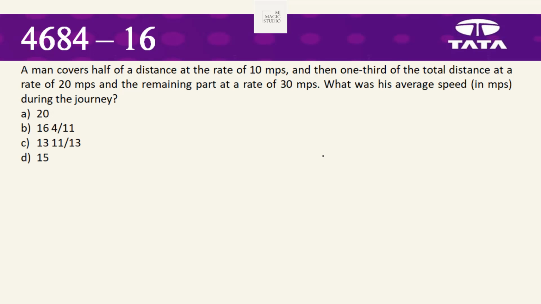Now, 2 sample questions will follow from time, speed and distance, and this sample question which we have taken is a very popular one, to find the average speed. We will find all concepts related to average speed in Rule 9, that is hacking the averages. A man covers half of the distance at the rate of 10 meters per second and then 1/3 of the total distance at a rate of 20 and the remaining part at the rate of 30. What was his average speed during the journey?